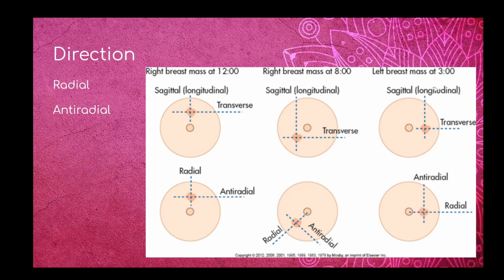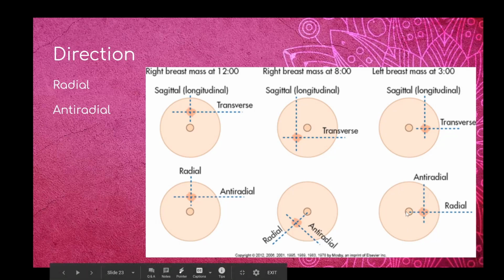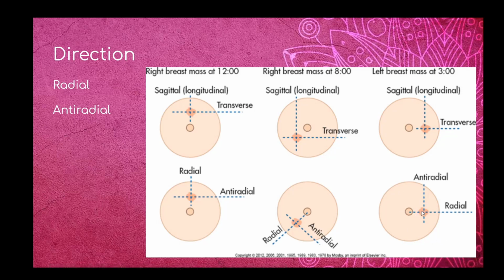And then if we look at our 3 o'clock mass, again, long and transverse, that's the normal orientation that we're used to for the rest of the body. And that again matches up with anti-radial and radial. But look at, radial is following the clock face, the arrow out to the 3, where anti-radial is 90 degrees to it.